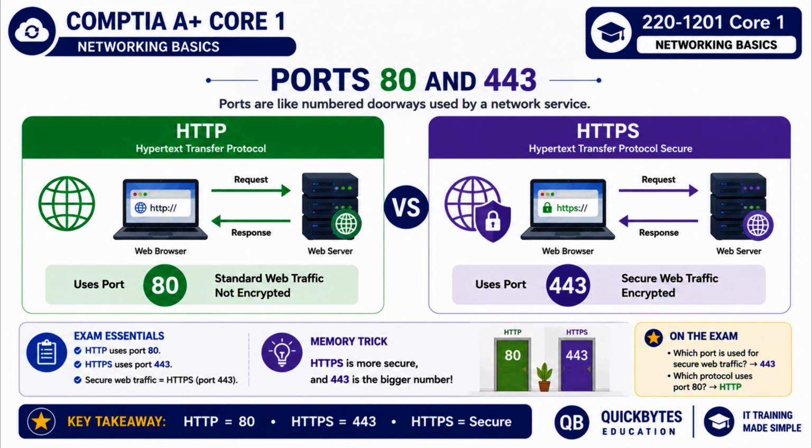Now let's talk ports. A port is like a numbered doorway used by a network service. HTTP commonly uses port 80. HTTPS commonly uses port 443. That is one of the biggest exam facts for this topic. HTTP equals 80. HTTPS equals 443. A simple memory trick: HTTPS is more secure, and 443 is the bigger number. Not perfect, but it can help.